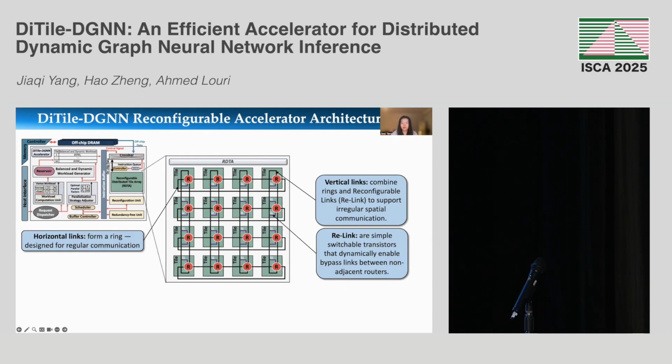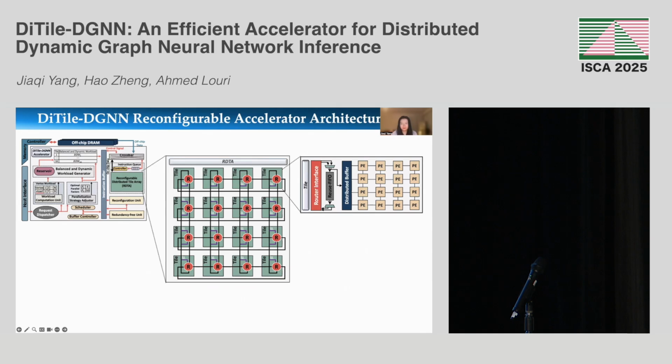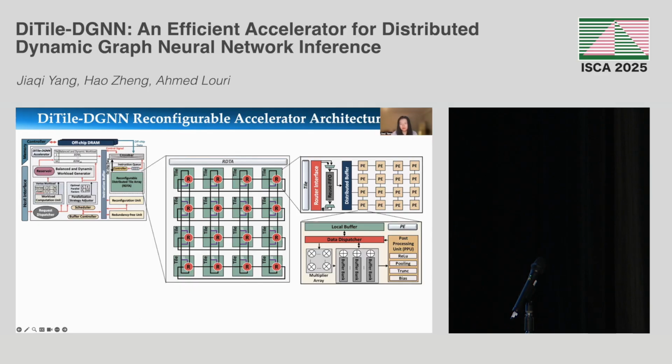Each tile integrates a distributed buffer, a router interface, a 4x4 PE array connected via an intra-tile mesh interconnect, and a reuse FIFO acting as a double buffer between PEs. Each PE contains a local buffer, a macro-array, a data dispatcher, and a post-processing unit, like a ReLU.